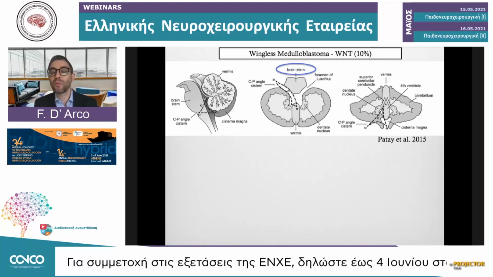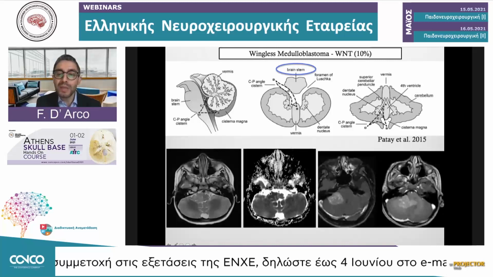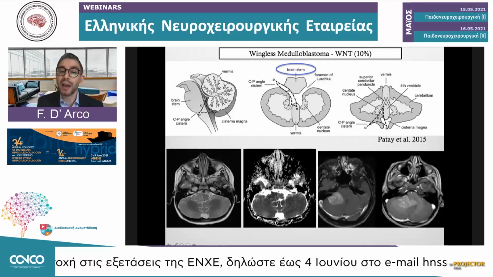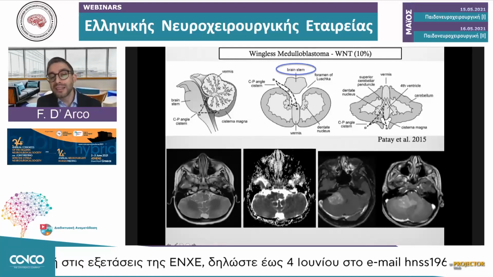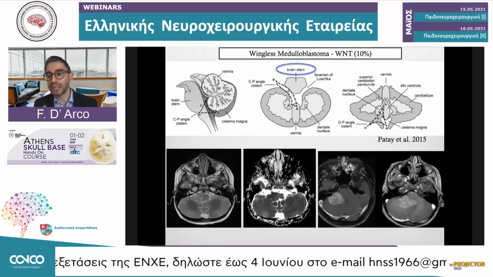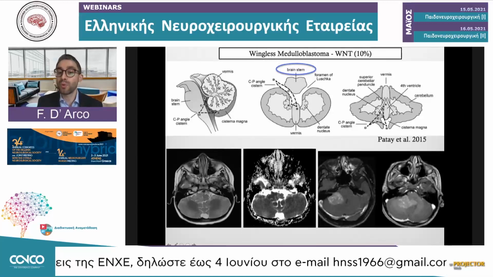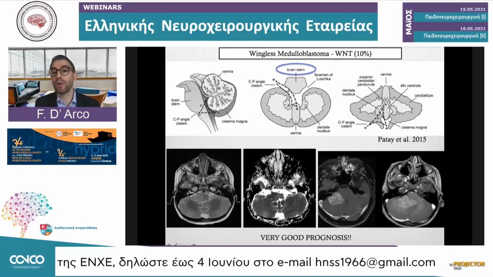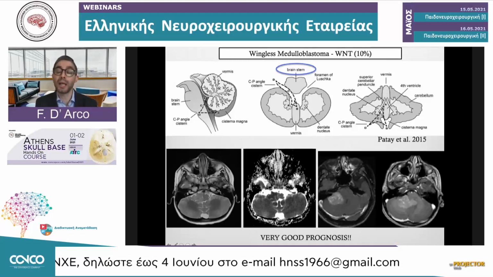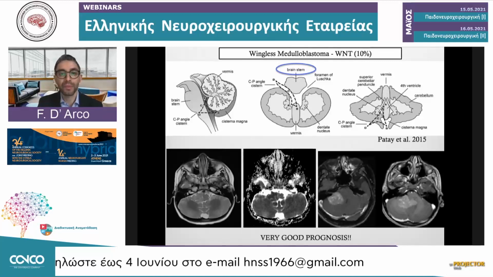And what does it mean? That we have tumors that can develop all along this pathway, so they can be in the foramen of Luschka and pontocerebellar angle. So if you have something restricting in this location, especially if the child is 7, 8, so not very young, think WNT, very good prognosis. This is very important, but of course, most of the WNT develop from here and will be indistinguishable, but at least you have an extra tool for the differential diagnosis, very important.